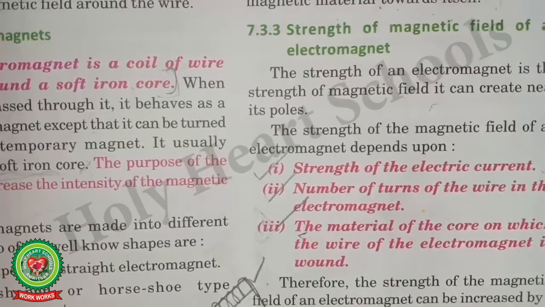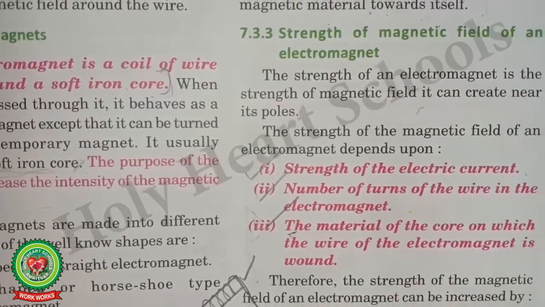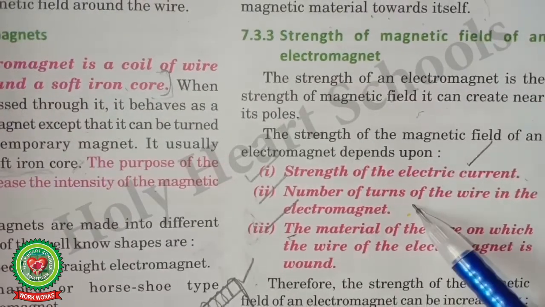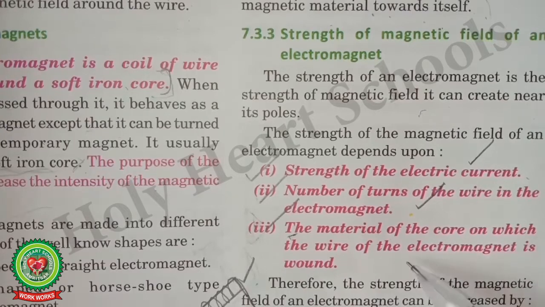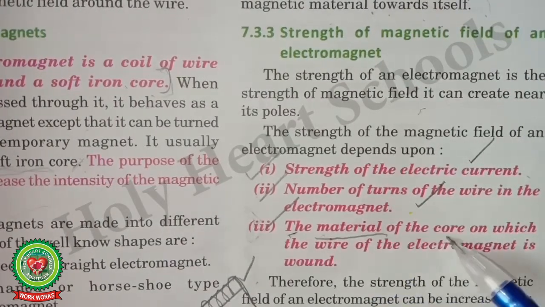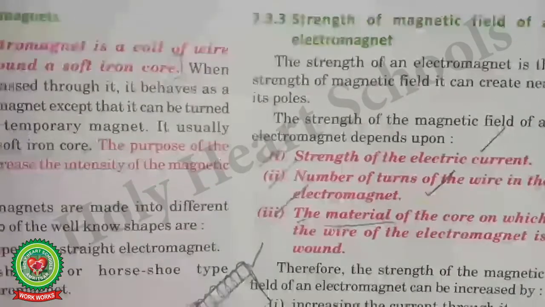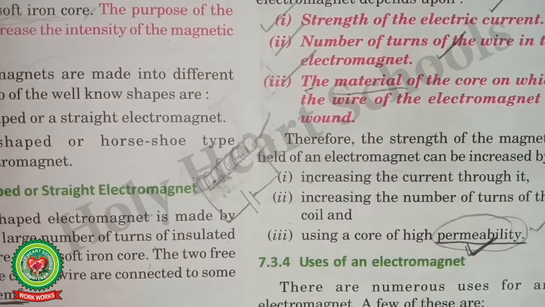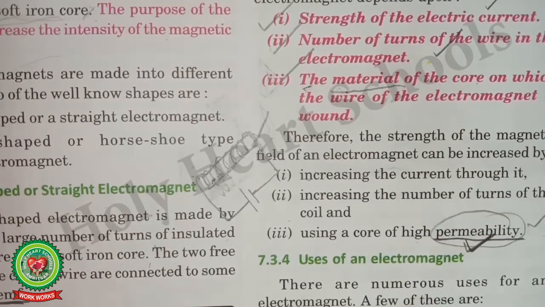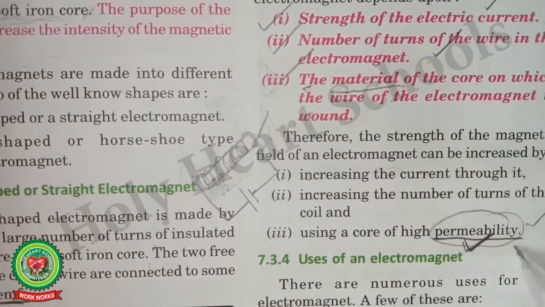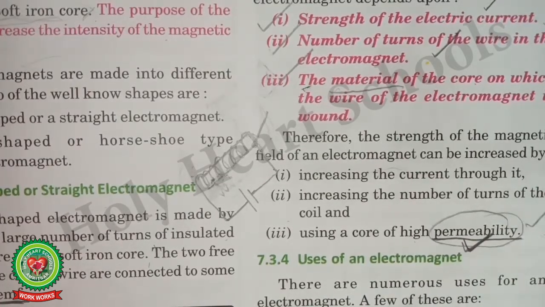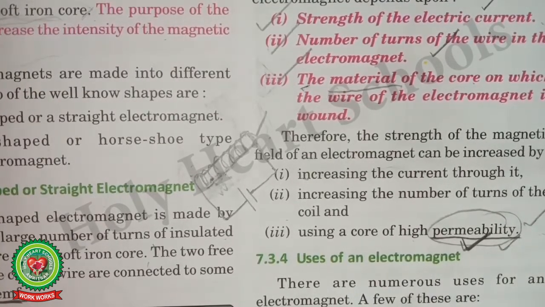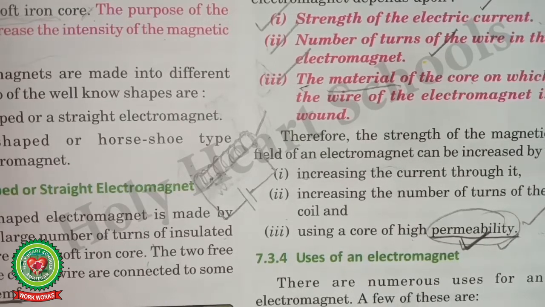So we can say that strength of an electromagnet can be increased by increasing the amount of current, by increasing the number of turns of the wire, and by choosing a material for the core which has high permeability. It is given here also. Students, the word permeability means ability of a material to attract and conduct magnetic lines of force. This we will discuss in higher classes in detail. Simply you need to know that materials whose permeability is high, that have more ability to conduct magnetic lines of force, are magnetized to a great extent.